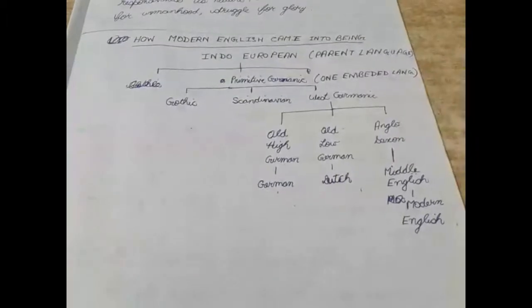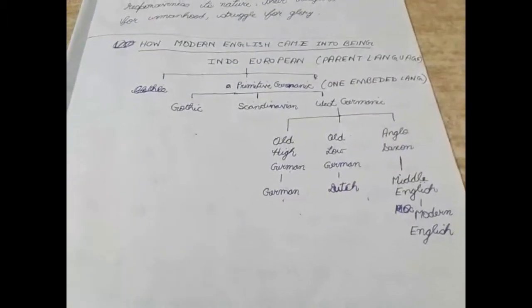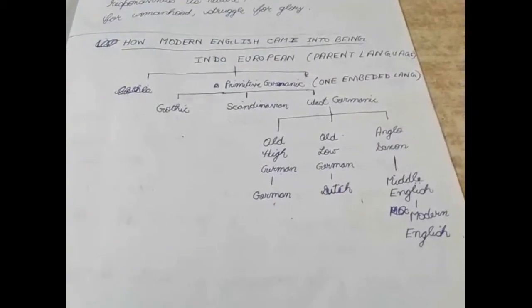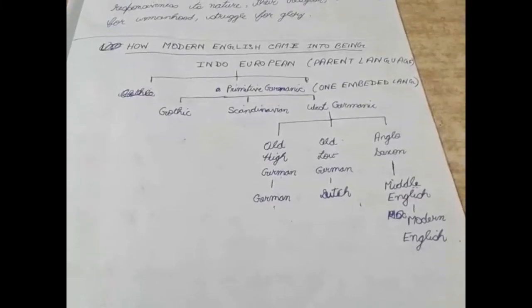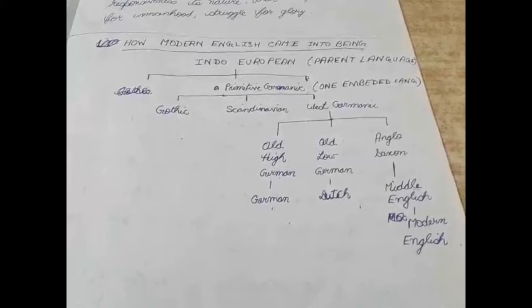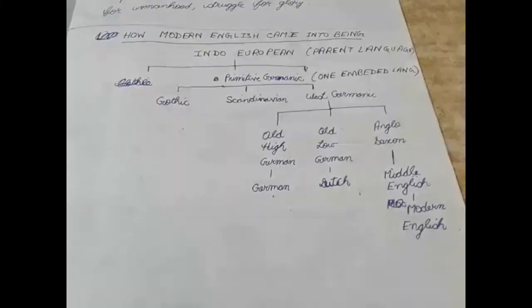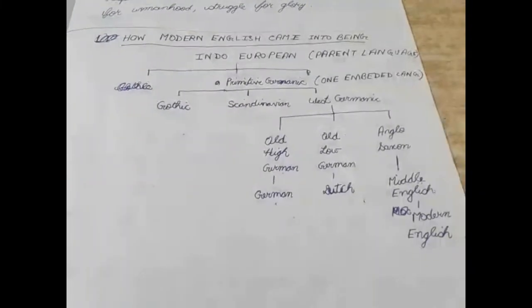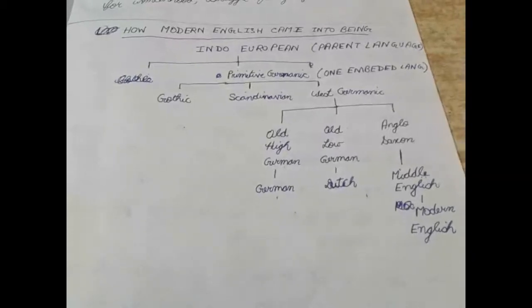As you can see in the chart in front of you, how modern English came into being. It is very important to know how and in what way the development of English began and from which languages our present day English came into being.